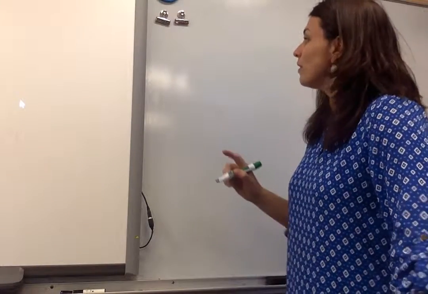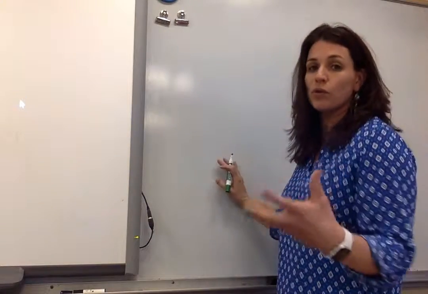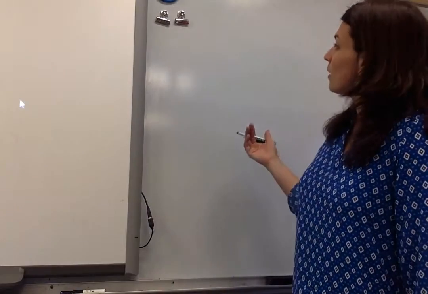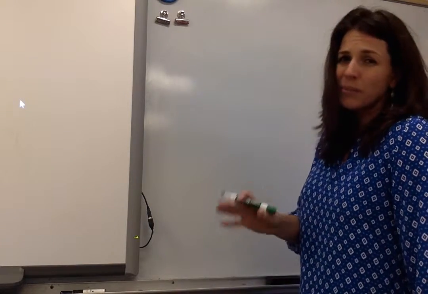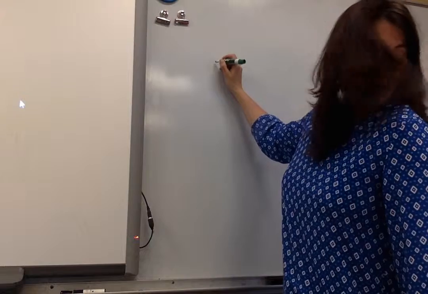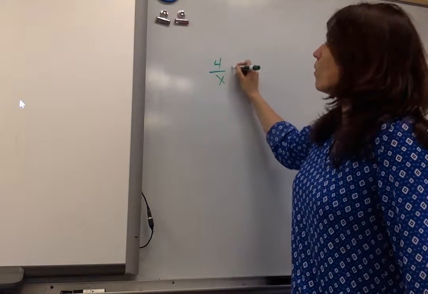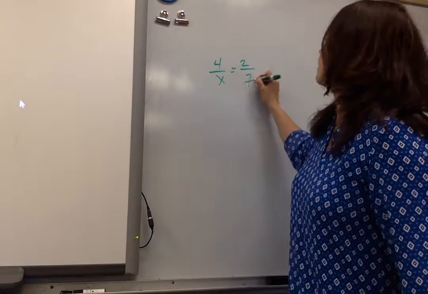Okay, so you should be done doing proportion under your notes. So let's take a look at the proportion. We're going to start simple because you've seen it before. If you look at number 11 in your notes, we have 4 over x equals 2 over 7.